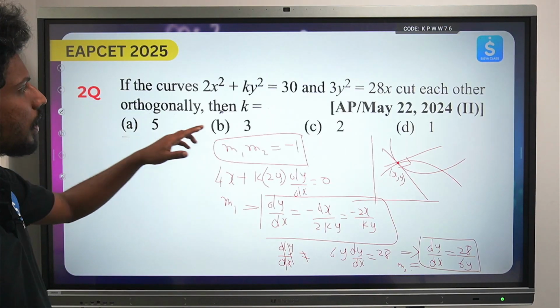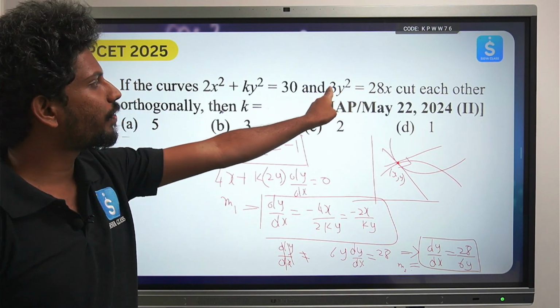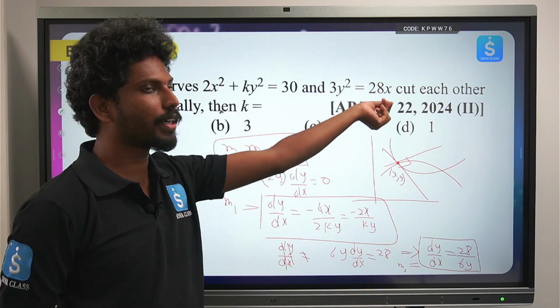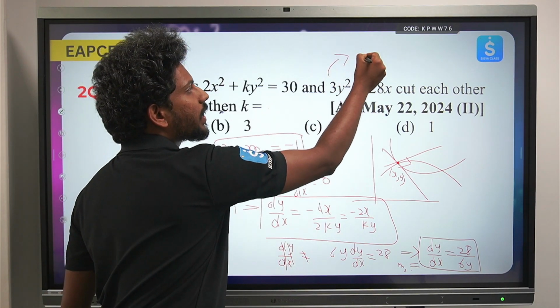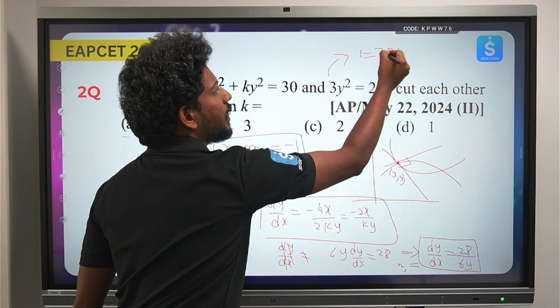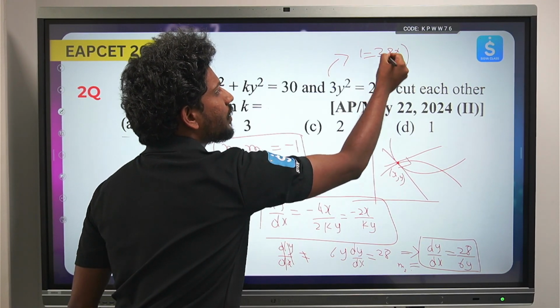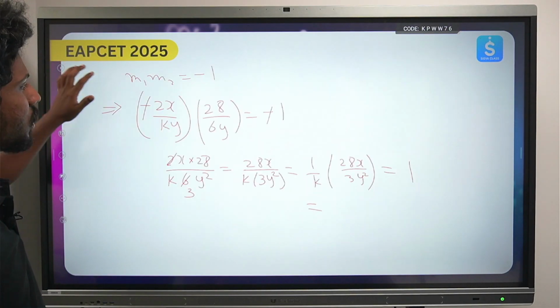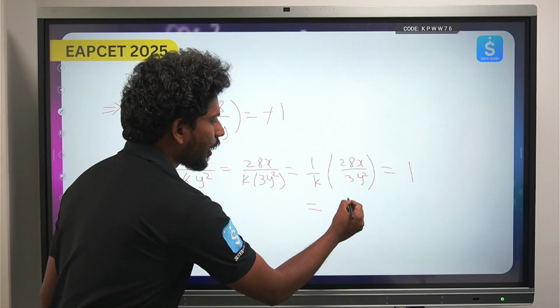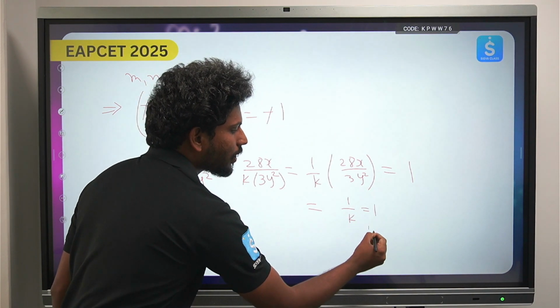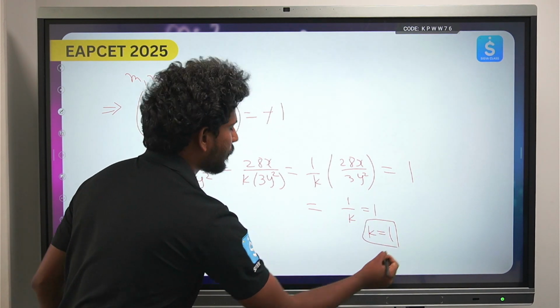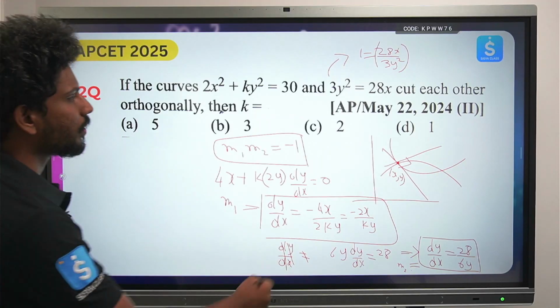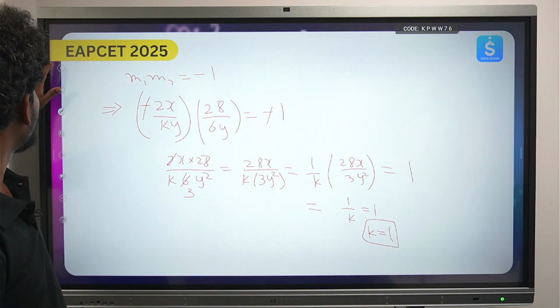But here look at 28x by 3y square. So if I just try to bring this 3y square to the denominator, I can rewrite it as 28x by 3y square. So this whole value is equals to 1. So if this total value is equals to 1, then this is also equals to 1. So 1 by k is equals to 1. So the value of k is equals to 1, okay. So the value of k is equals to 1. So option is D. Okay, you can fast read them problems.